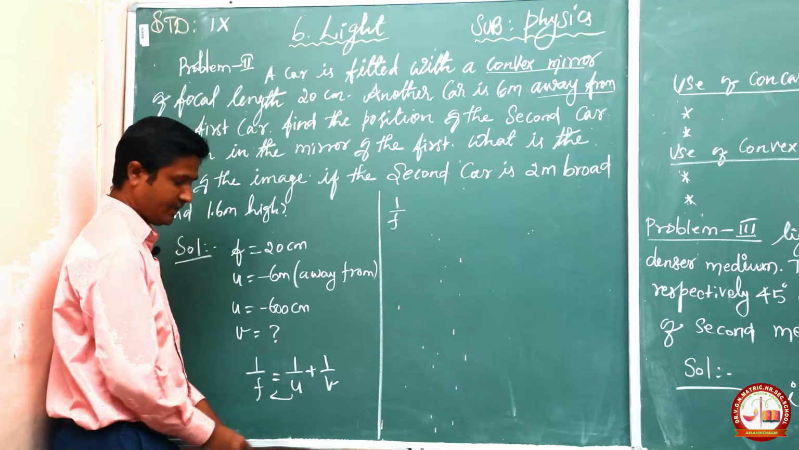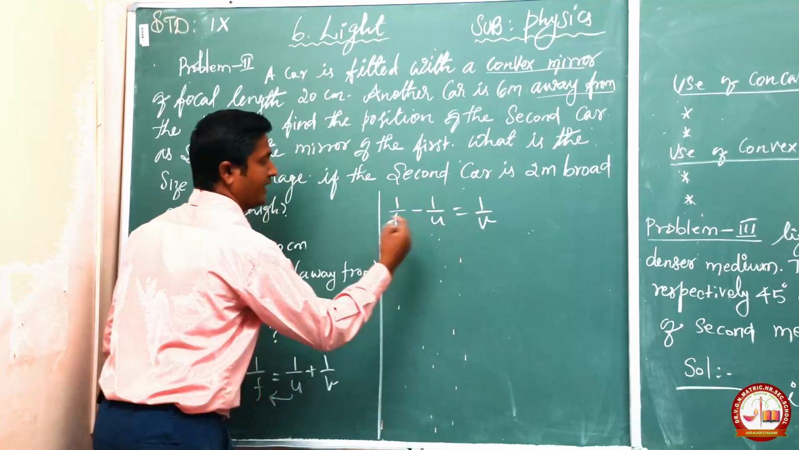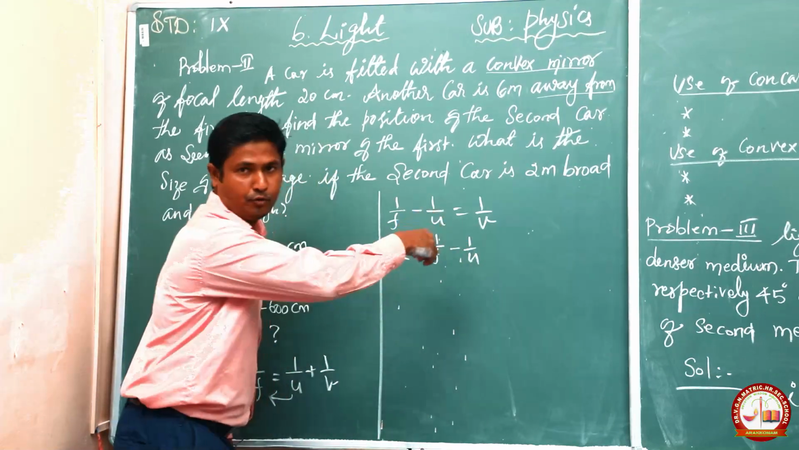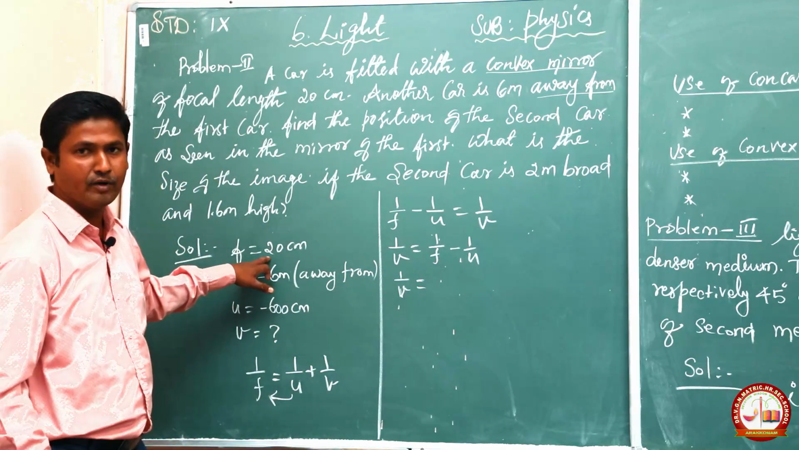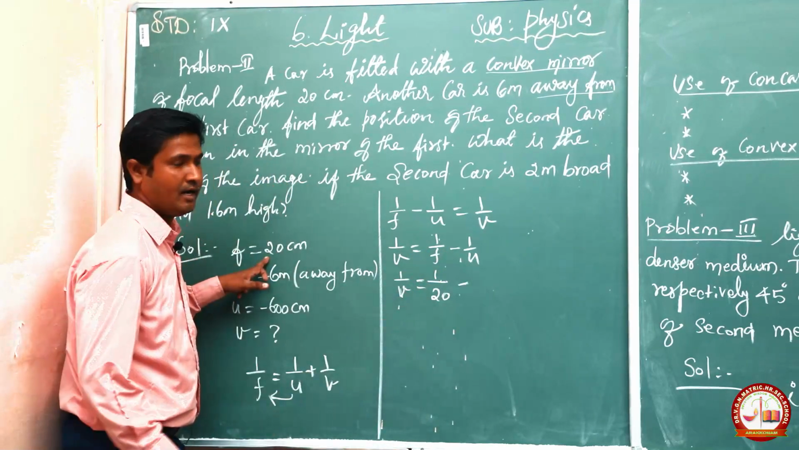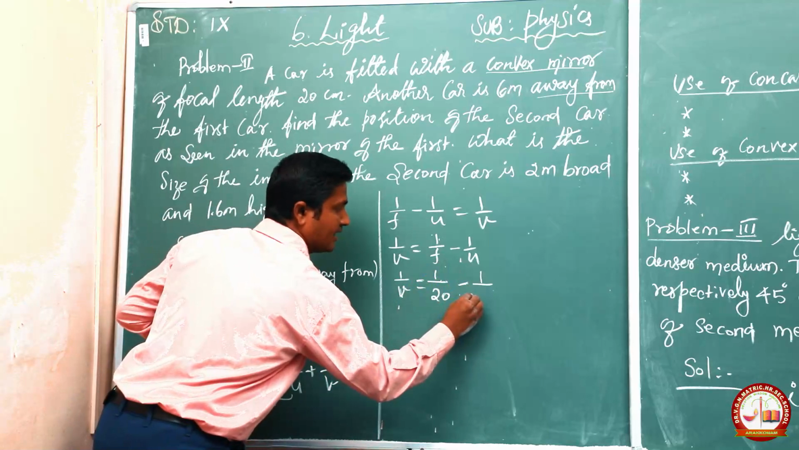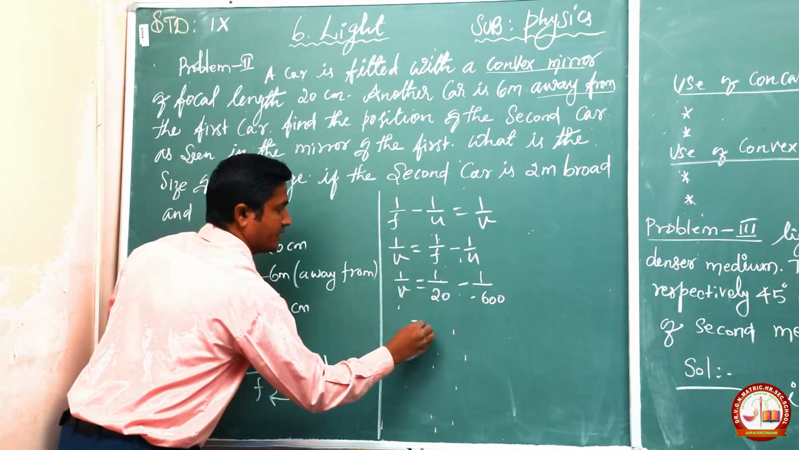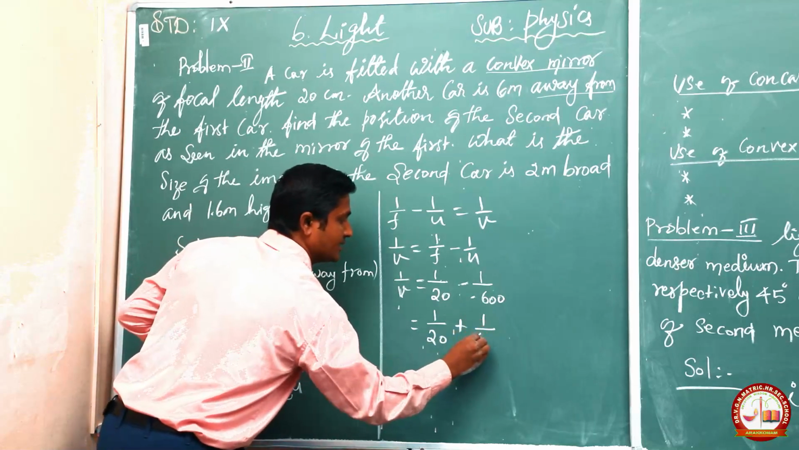So u, consider this is a minus symbol. So 1 by f equal to 1 by u plus 1 by v. Rewrite: 1 by v equal to 1 by f minus 1 by u. So substitute all values. 1 by v equal to, f value is 20 centimeter, so 1 by 20 minus, and 1 by, what is this u value? U value is minus 600. So minus 600. Okay, minus into minus plus. So next 1 by 20 minus into minus plus 1 by 600.